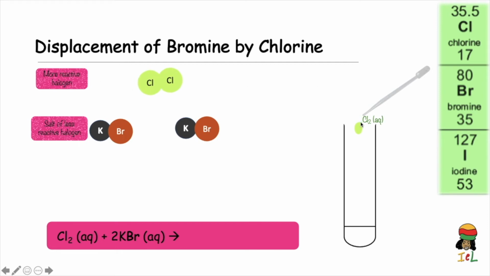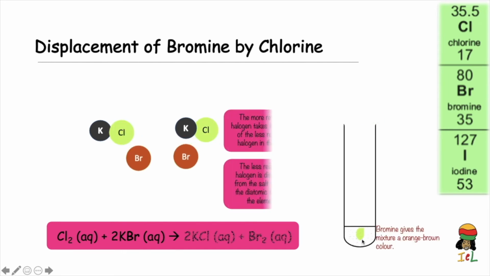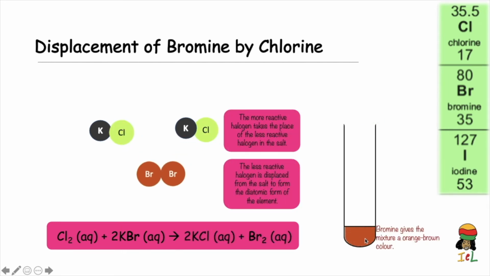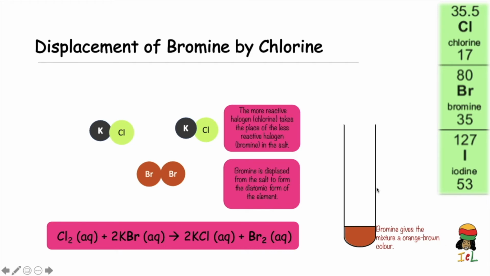When a drop of chlorine is added to the potassium bromide, notice the solution changes from colorless to orange brown. The color change is due to the formation of the element bromine in the aqueous state. Since chlorine, the more reactive halogen, displaced bromine from its salt, the final products are 2 molecules of potassium chloride, KCl, and 1 molecule of bromine, Br2.